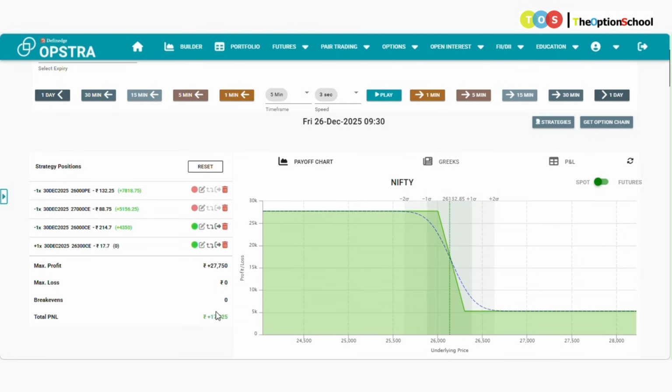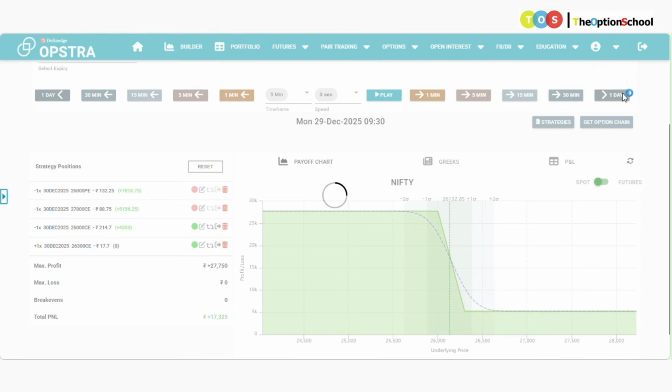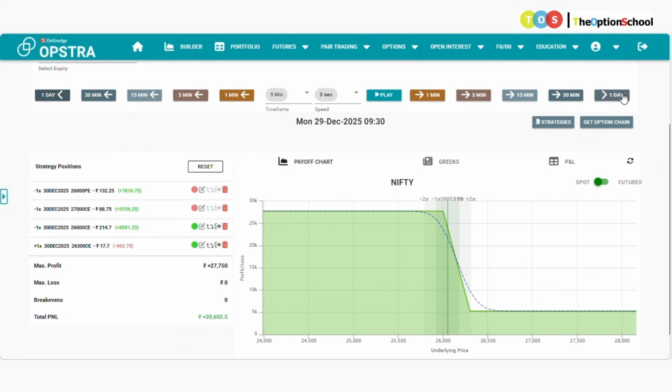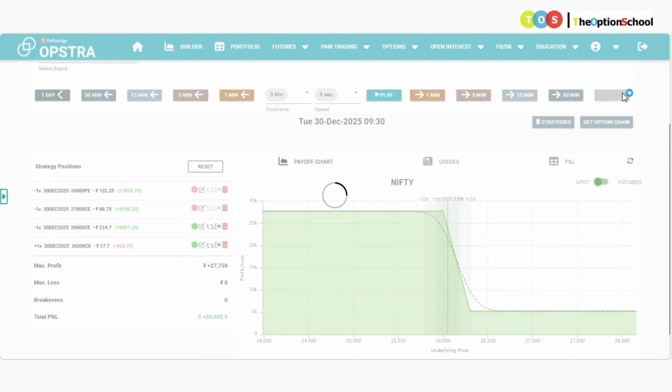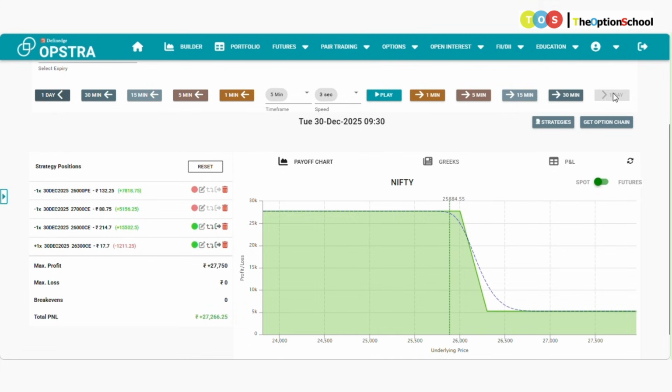We are discussing these things to show various possibilities, right? So let us see what happens now. Next day, okay, the market has gone down. I'm making 20,000 rupees. Next day, this is the expiry day, so you're making 27,000 rupees. Definitely, it makes sense to close the trade now.